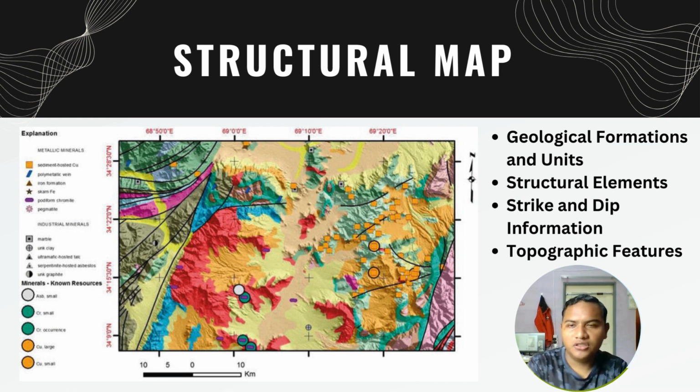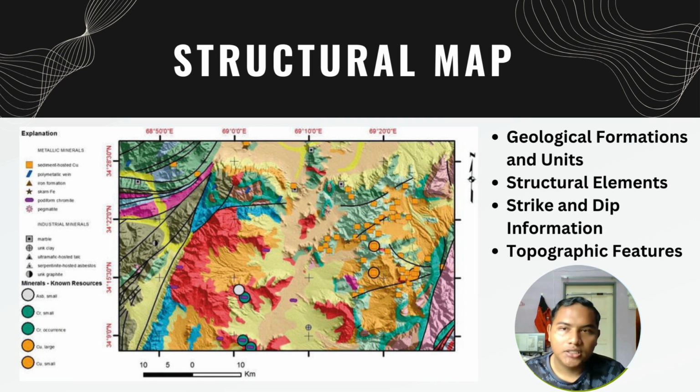Okay, now I would like to share about the description for structure map. A structure map shows geological formations and units. The map typically displays different geological formations and rock units present in a specific area. These formations are differentiated by color or pattern, making it easy to identify and study their distribution. Next, structural elements. Structural elements such as faults and joints are prominently featured on a structural geological map. These elements represent the deformation and movement of the Earth's crust over geological time.